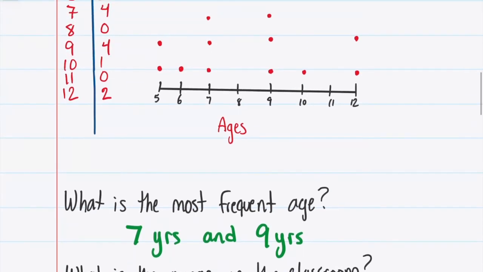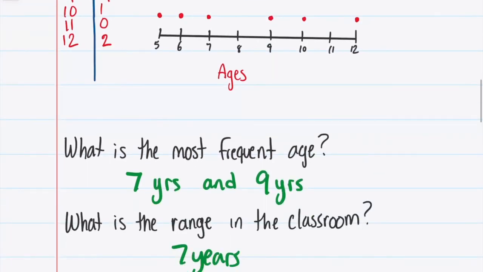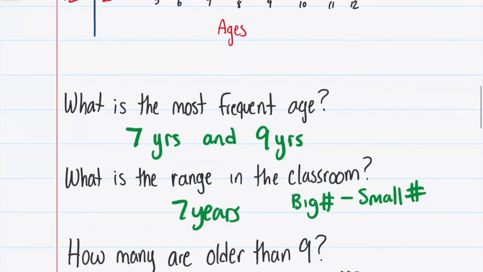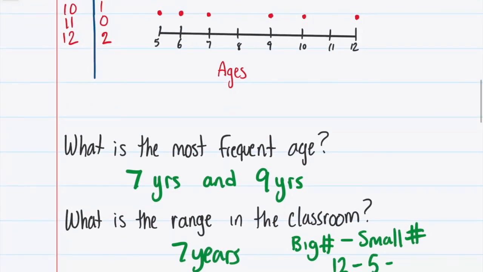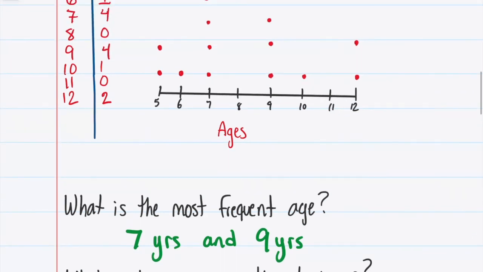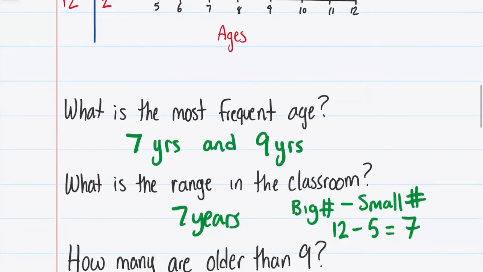If you guys don't remember the formula to do this, it's basically the big number minus the small number. In this case, our biggest age was a 12. We subtracted it by the lowest number, which was a 5. That gives us 7. Or just count the dots, the segments, if they are all in order. So it's a 7-year range.